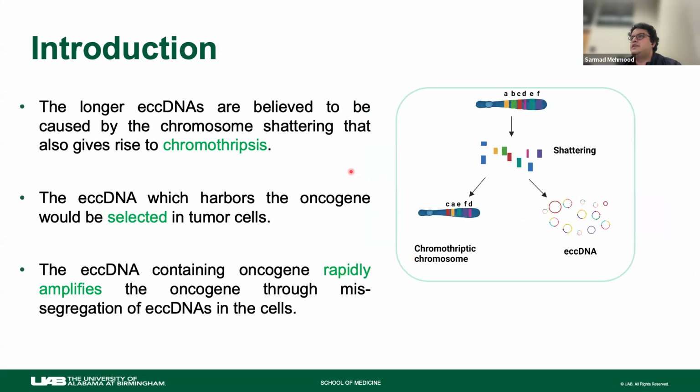These longer eccDNAs are believed to be caused by shattering of chromosomes, the process known as chromothripsis, and religating of the fragments forming circular formations. The eccDNA which have the cancer gene would be selected by the tumor cells, and that would result in the rapid amplification of oncogene through missegregation of eccDNA in the cells.